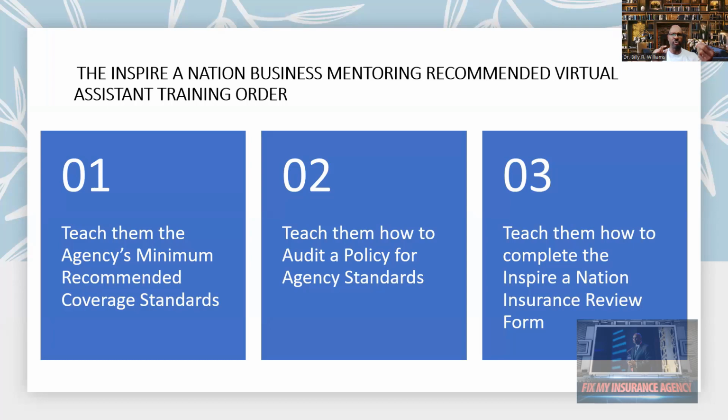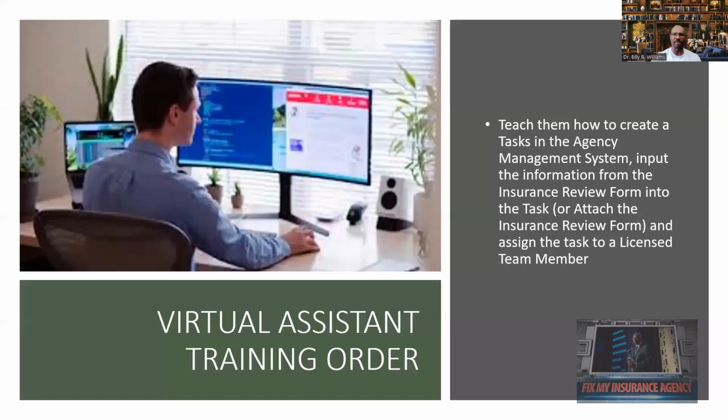Then I teach them how to go into a policy and look at the minimum standards versus what the customer has. Again, I want to teach them to think insurance, not just think task. The third thing is our insurance review form. This is a merge field-based form that pulls data out of the agency management system, so it shows side by side: these are the agency standards, this is what the customer has. Now my VA can look at that, right? I teach those first 3 things because once I teach them these 3 things, everything else is much, much easier.